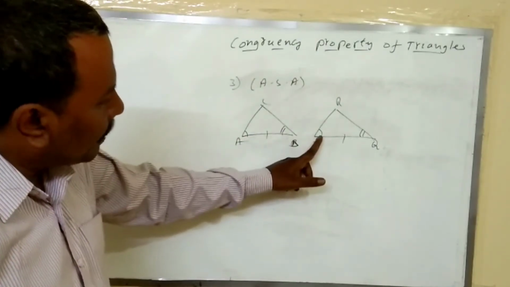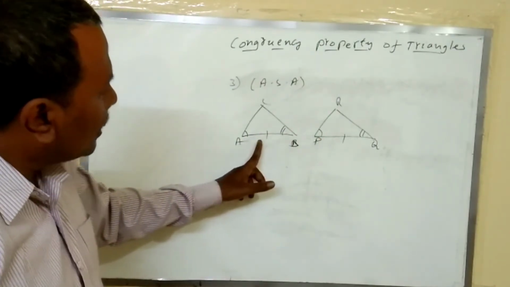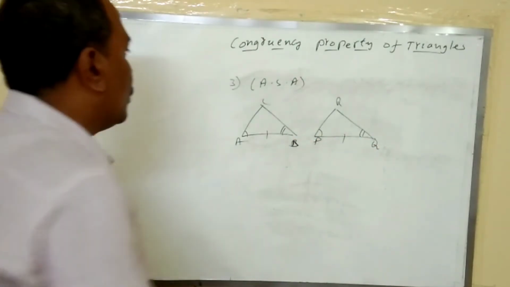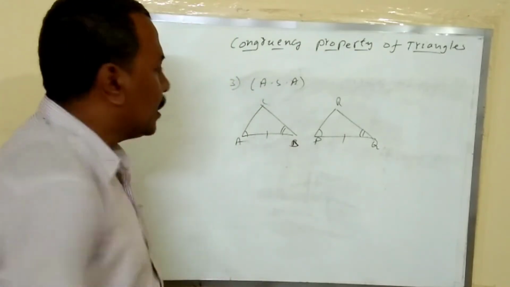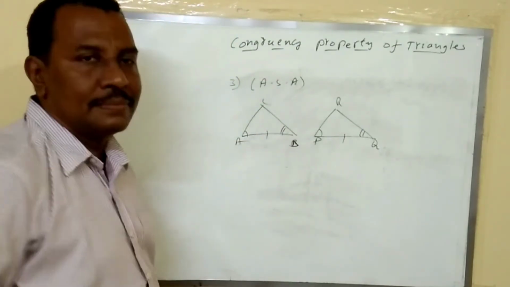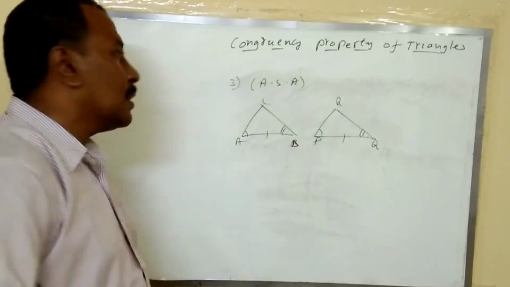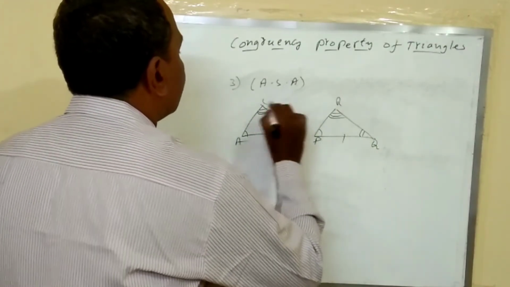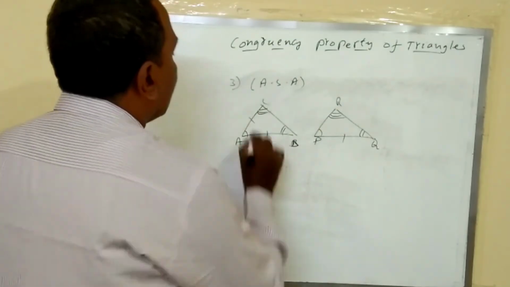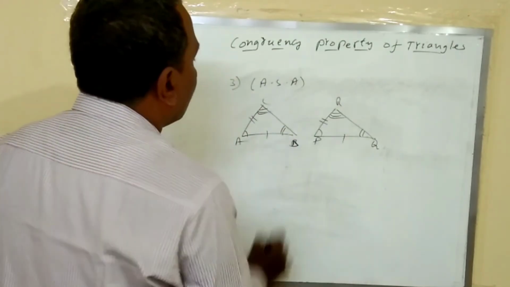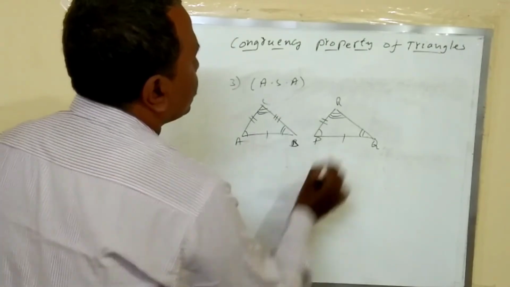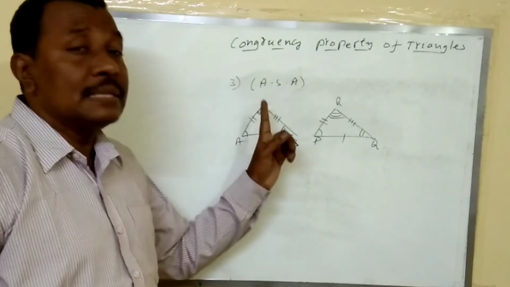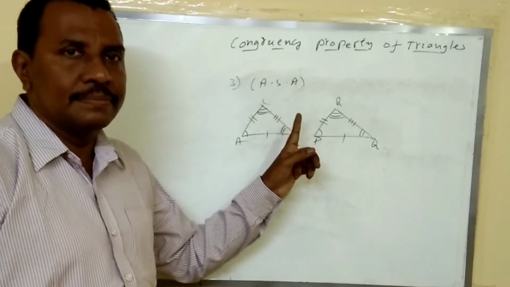Angle A is equal to angle P, AB is equal to PQ, angle B is equal to angle Q. So these two triangles are congruent according to angle, side, angle. Now what about the remaining corresponding measurements? Angle C must and should be equal to angle R, AC must and should be equal to PR, and BC must and should be equal to QR. So this is called angle, side, angle congruency.